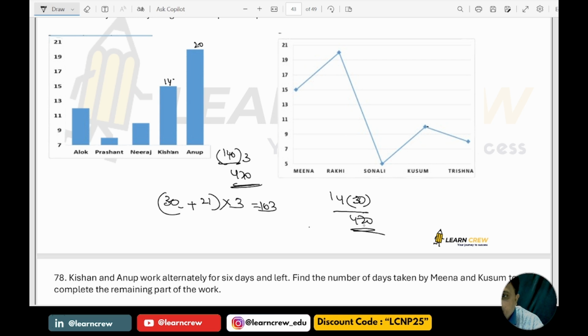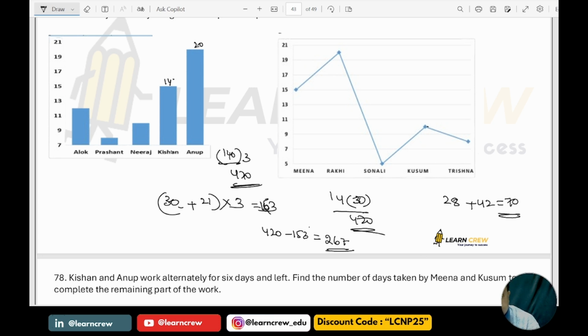So Meena 28 and Kusum 42, which is 70. So out of 420 units, 51 into 3 is 153. Out of 420 minus 153, the remaining work would be 267. Am I correct? 267. This will be completed by these together.